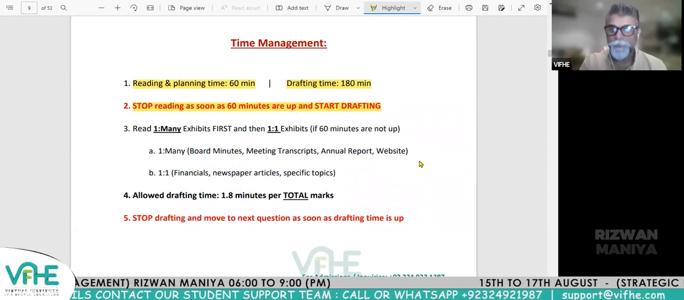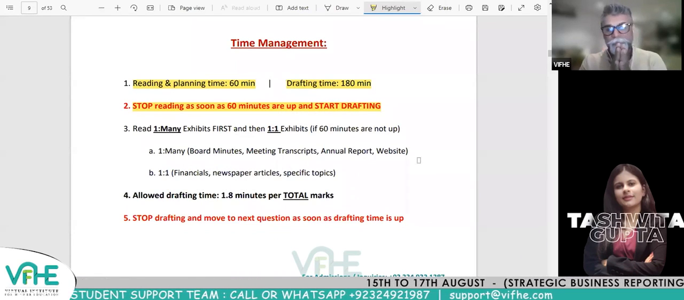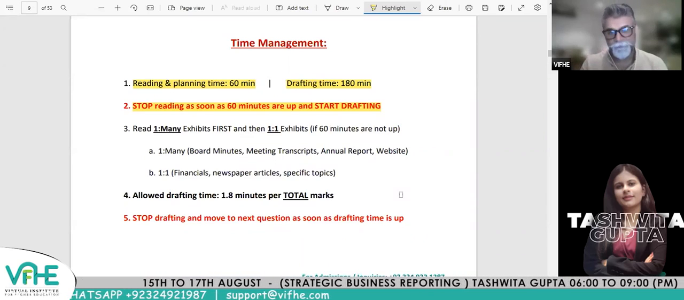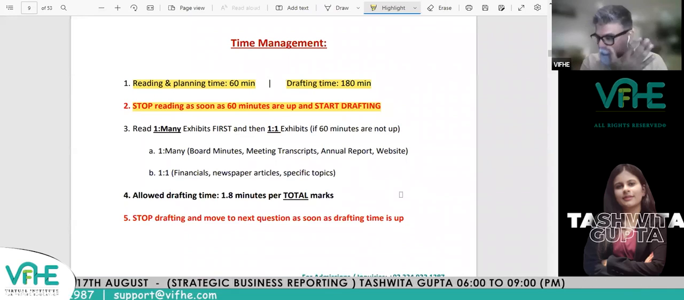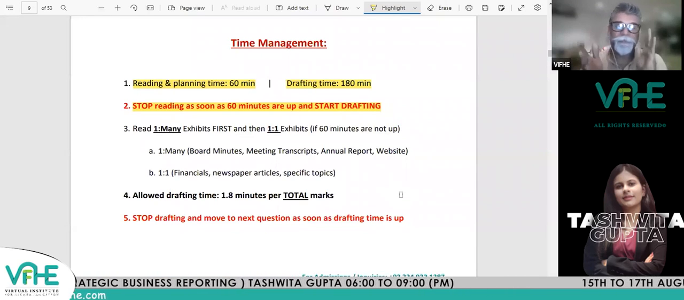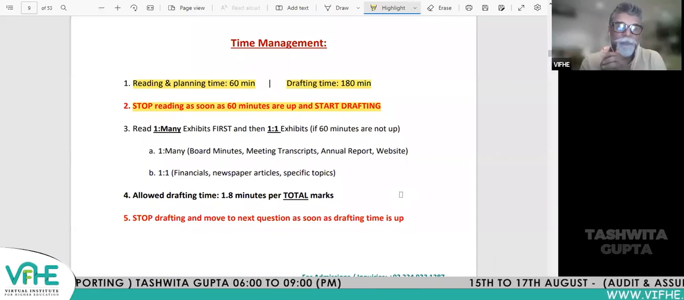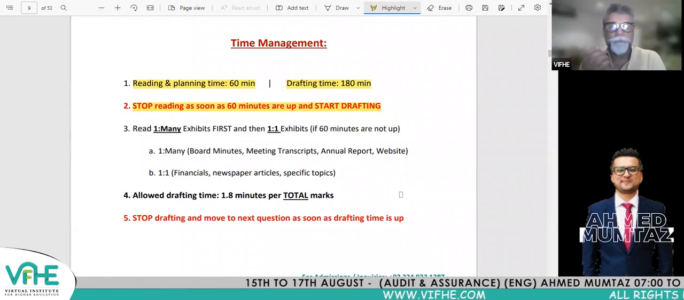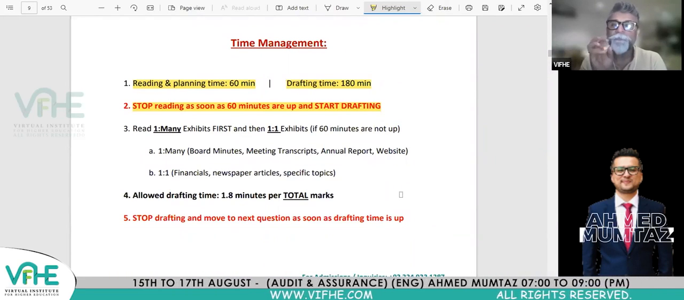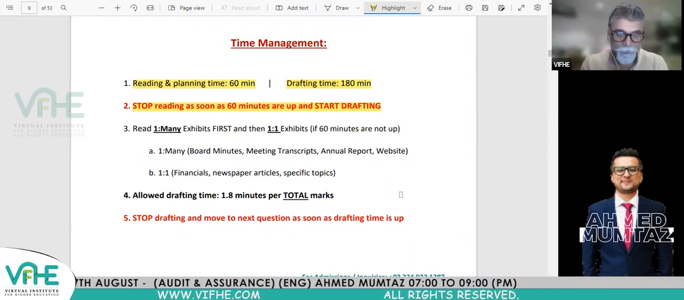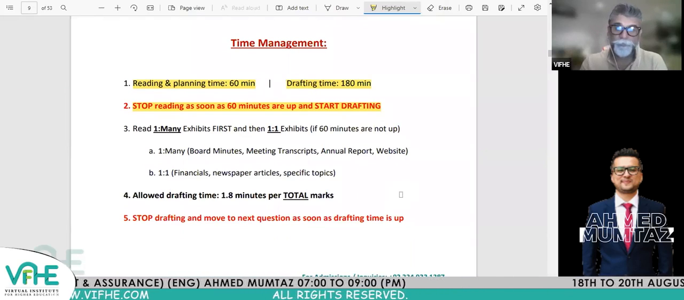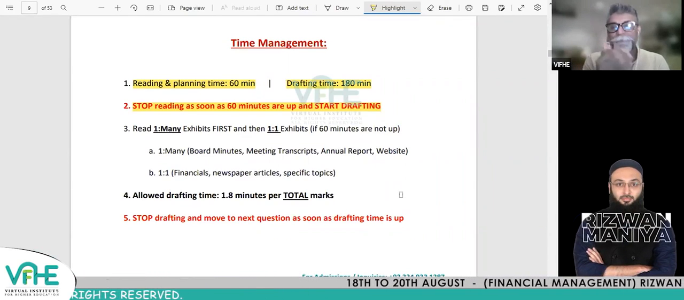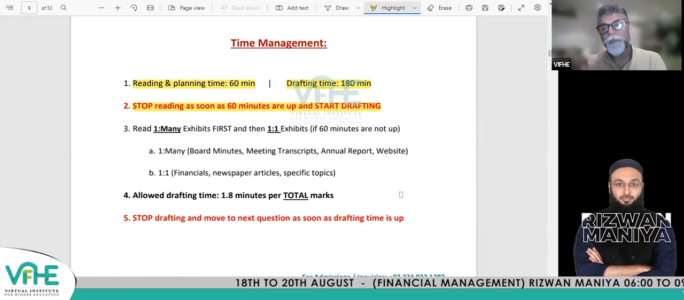Is that clear? So when you are reading the scenario, you should prioritize your exhibits. You should not read sequentially because the exhibits are all standalone. They are not linked with each other. So don't read in sequence like 2, 3, 4, 5, 6. No. First, try to identify which ones are 1:many. Read those first so that your multiple questions are covered. And then whatever reading time is left, you can read the 1:1.